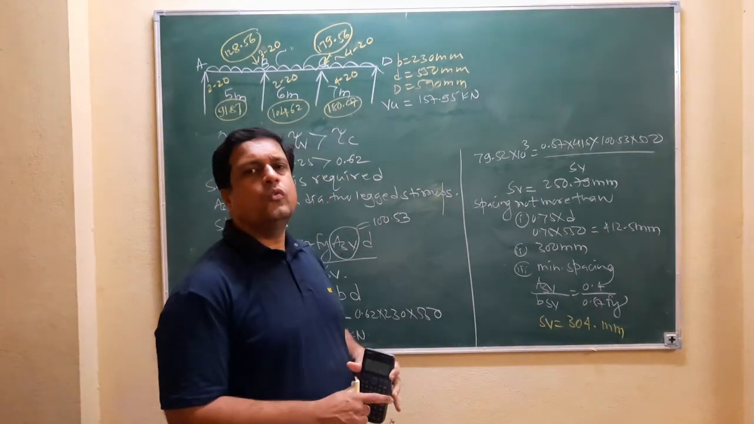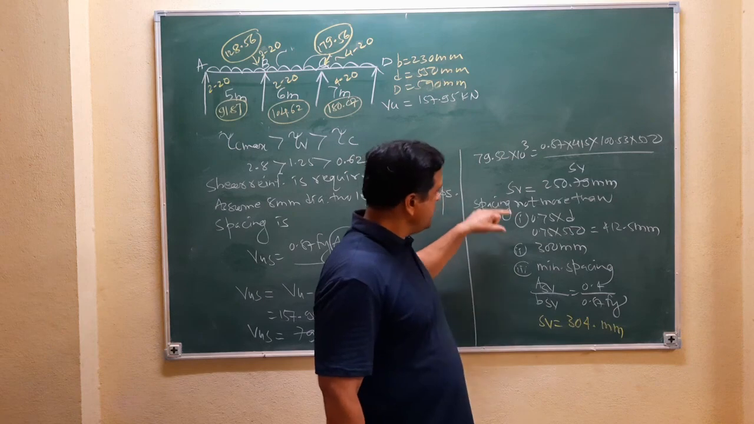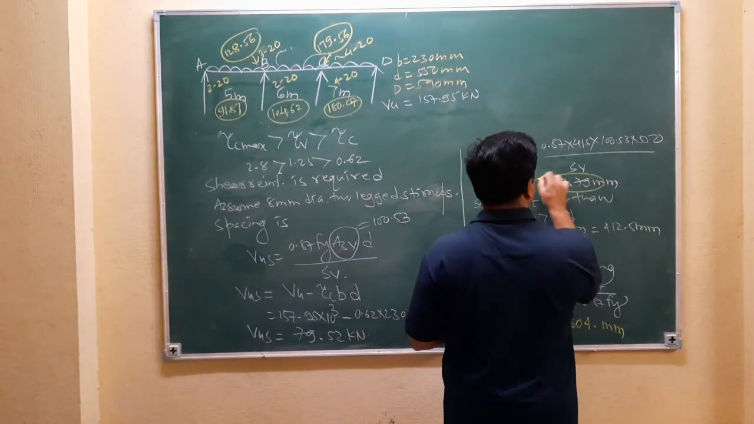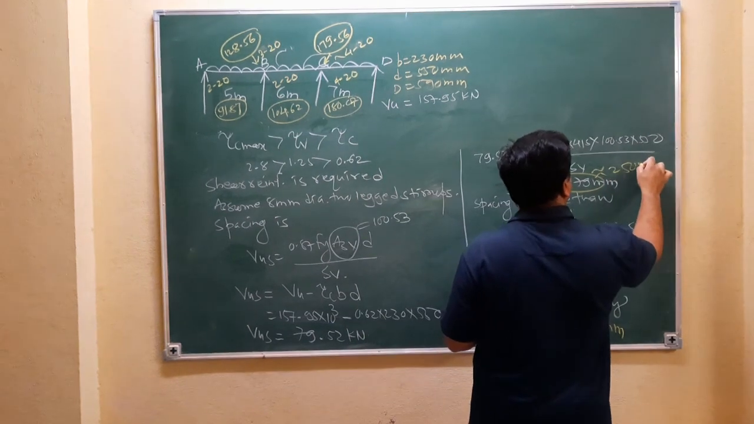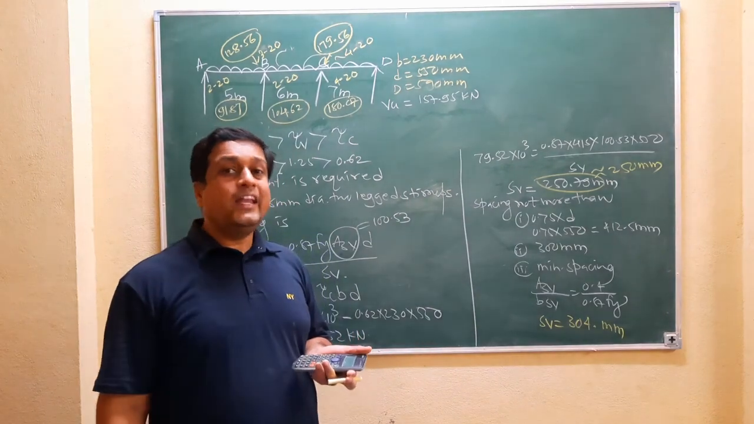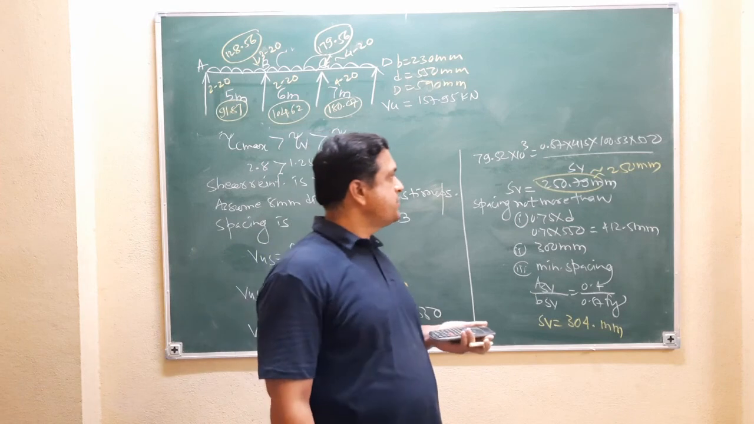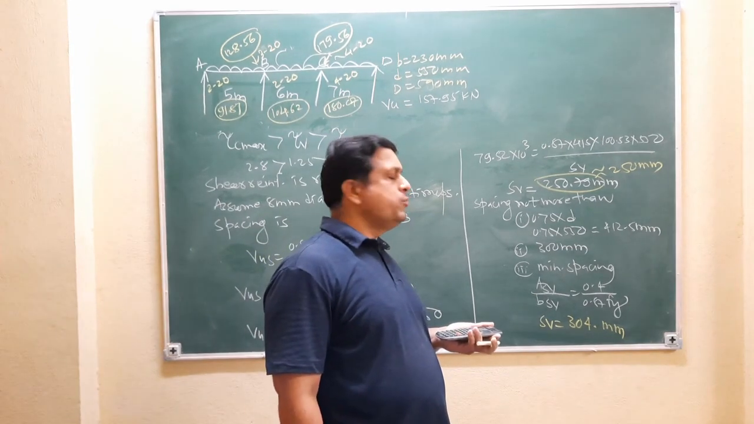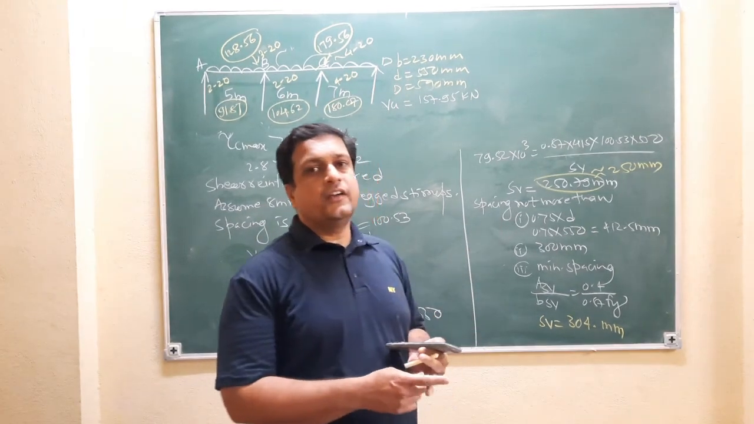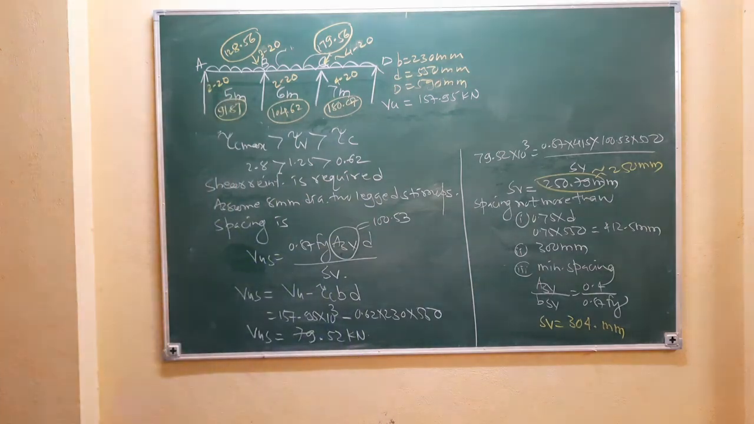So if you compare these 1, 2, 3, 4 values, the minimum value is this. It is 250. So you have to provide the 8 mm diameter two-legged stirrups at 250 mm center to center. So this is the shear design. This is the shear reinforcement design.